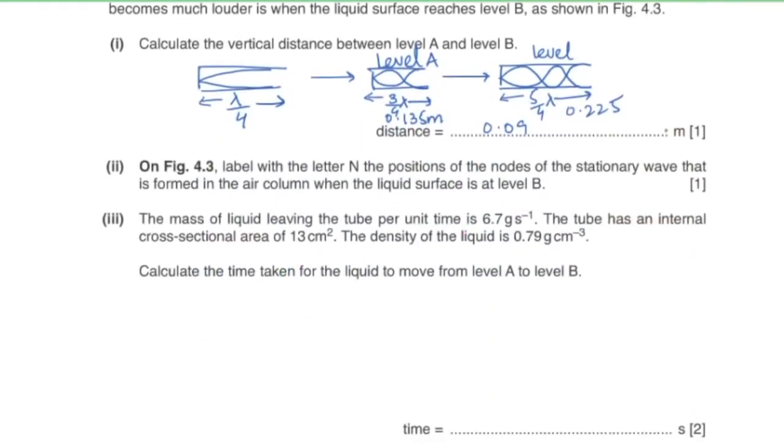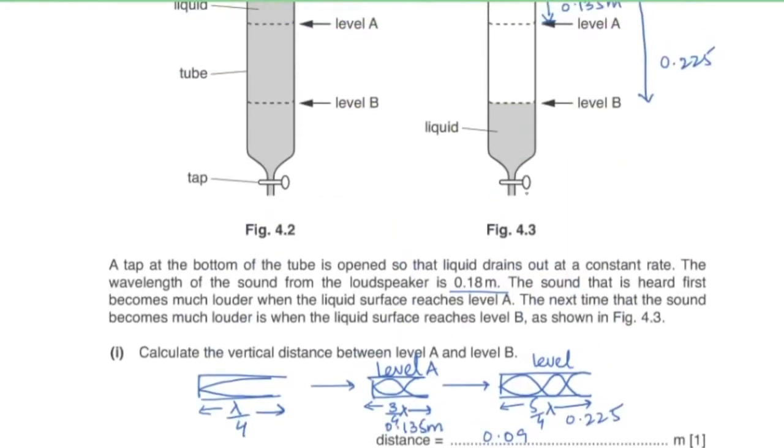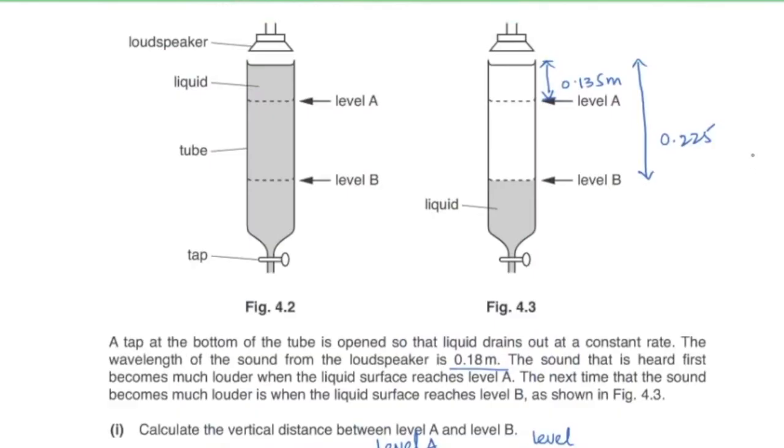On part 2, on figure 4.3, label with the letter N the positions of the nodes of the stationary wave that is formed in the air column when the liquid surface is at level B. So they're asking us to label all the nodes forming when the liquid level reaches point B. So the waveform at level B is going to have how many nodes and antinodes? We're going to have 1, 2, and 3 antinodes, and we're going to have 1, 2, and 3 nodes.